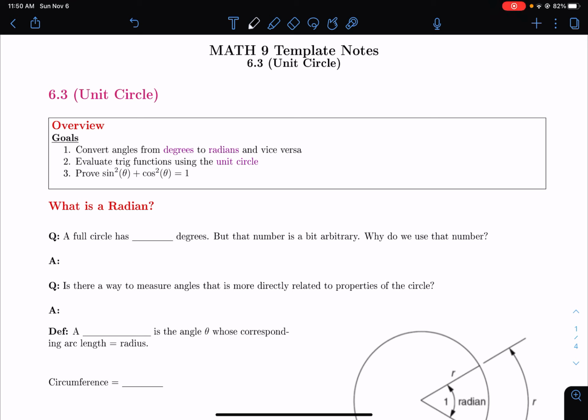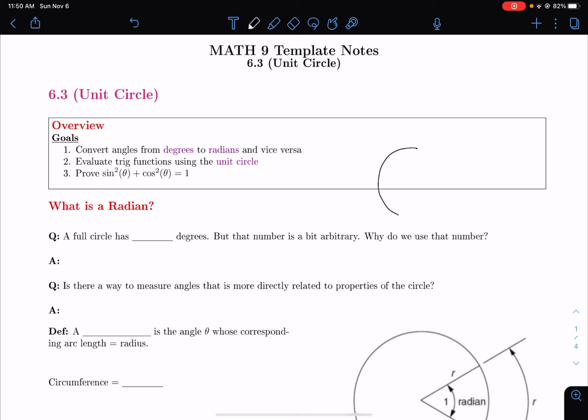In this video, we are starting section 6.3 on the unit circle. Our goals are going to be to convert angles from degrees to radians and vice versa, to evaluate trig functions using something called a unit circle, and to prove one of the big trig identities, sine squared theta plus cosine squared theta equals 1. All right, so what is a radian?